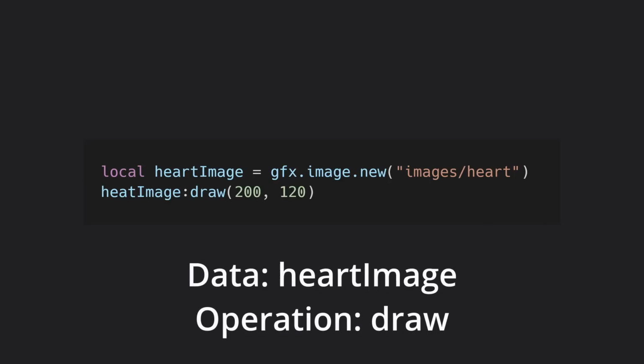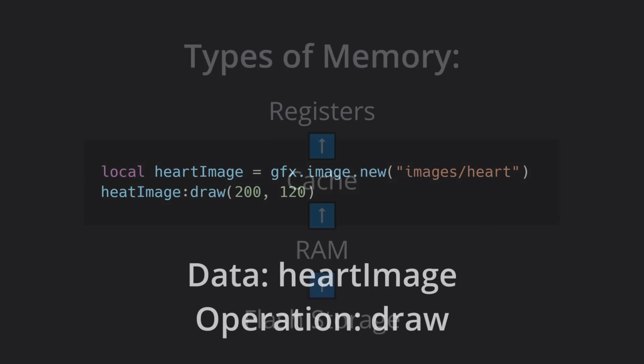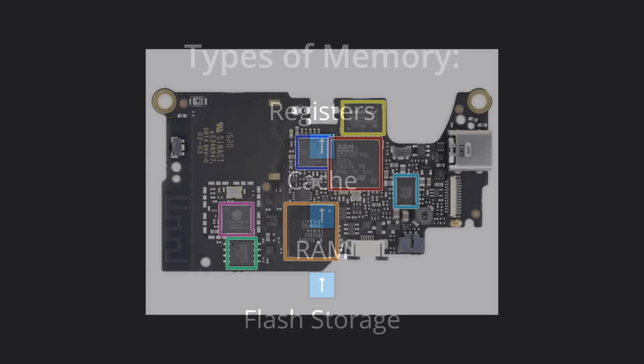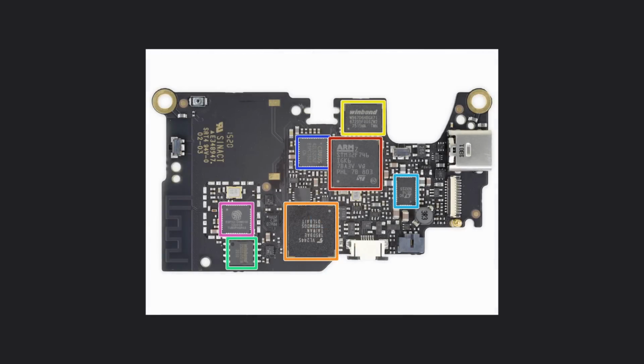The image is the data, and drawing it is the operation. The data has to be stored somewhere, and that's where memory comes in. However, there are a lot of different types of memory, and each type takes a different amount of time to access, which will greatly affect your performance. Let's take a look at the physical Playdate circuit board to get a sense of memory.